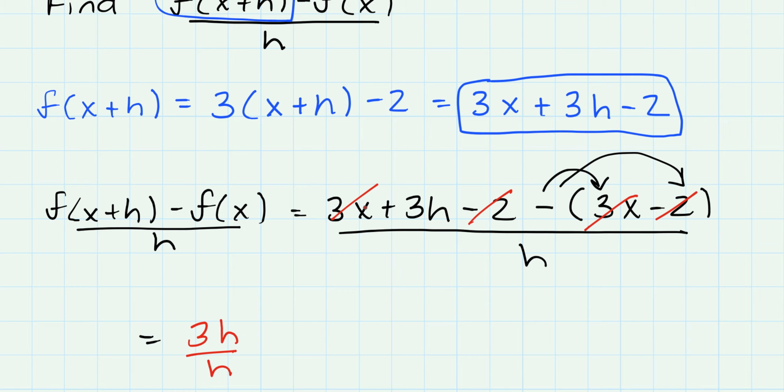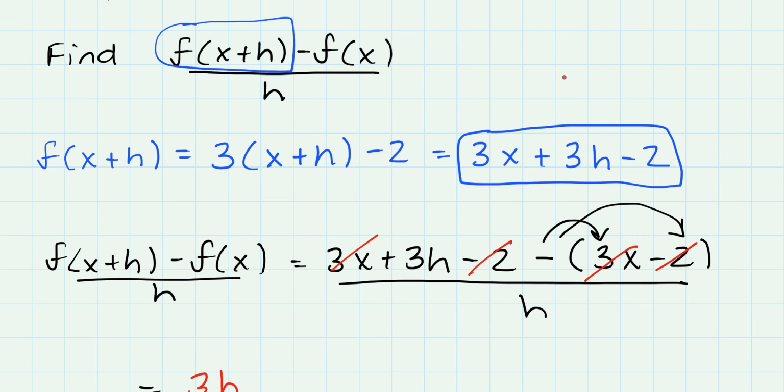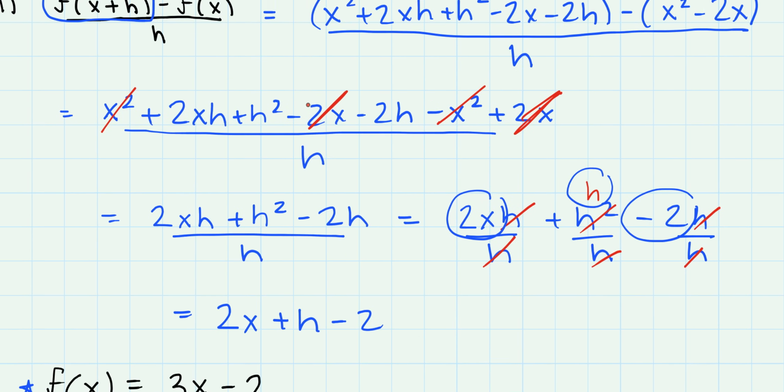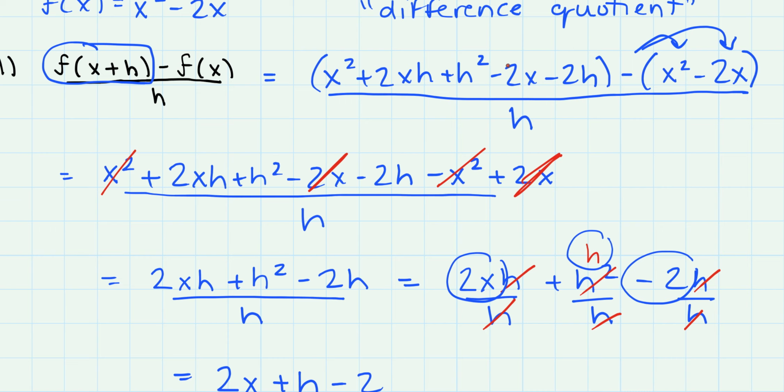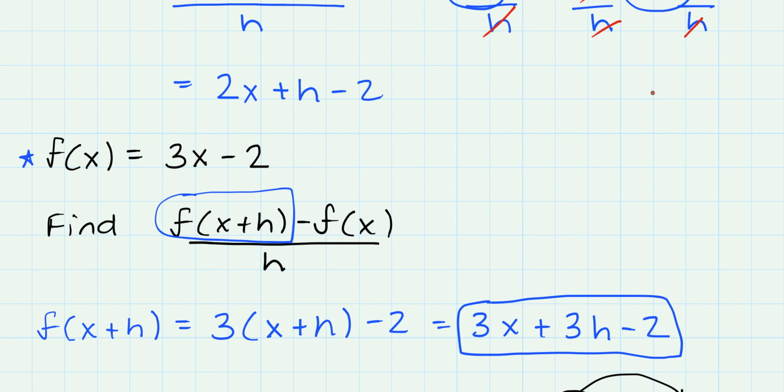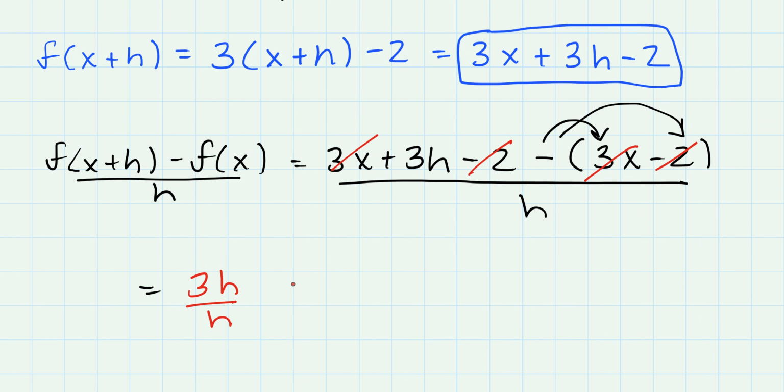Again, like I said, anything without an h over here gets canceled out, just like the last problem. You see how here we had an x squared and negative 2x. Those were the only things without h's. They get canceled out. So we have 3h over h. The h's go away, and we're just left with 3. So that is equal to the difference quotient.